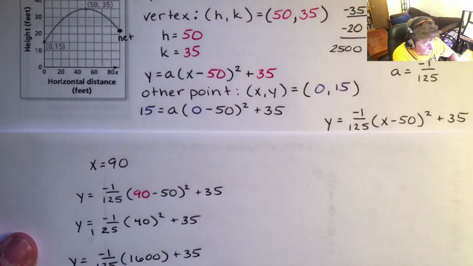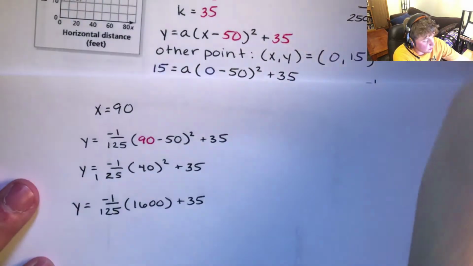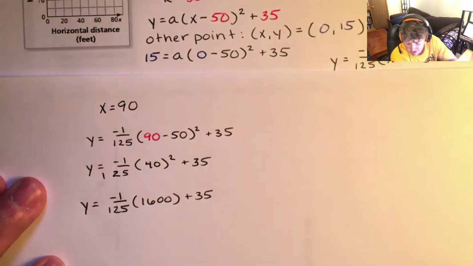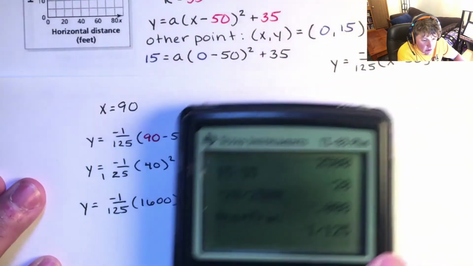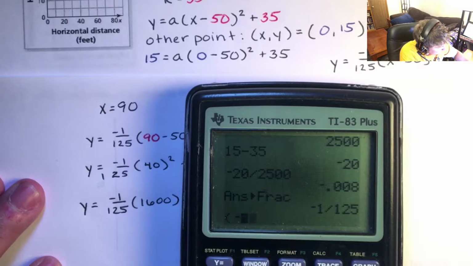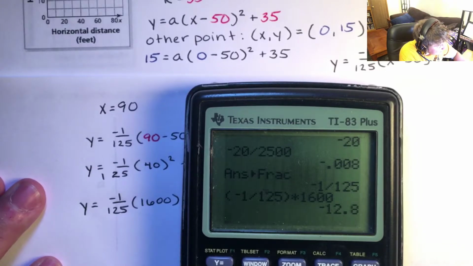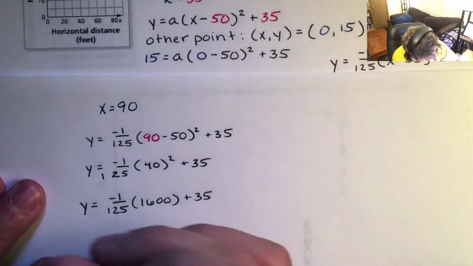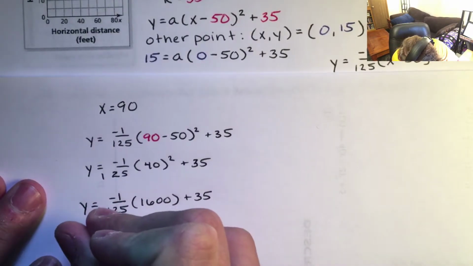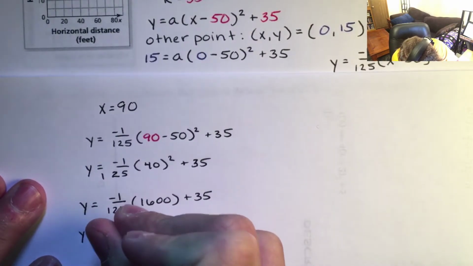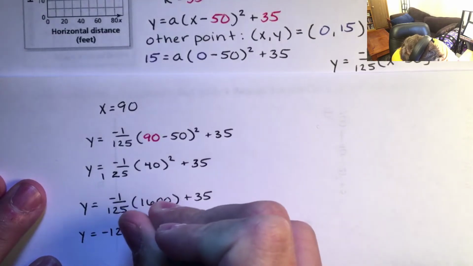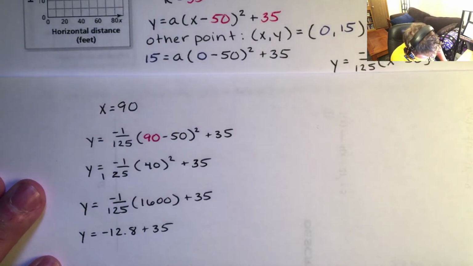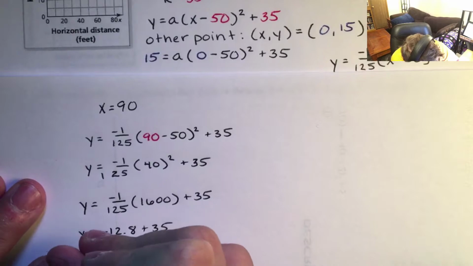And then I have to go negative 1 over 125 times 1,600. Negative 1 over 125 times 1,600 is negative 12.8. Plus 35, and that's 22.2.